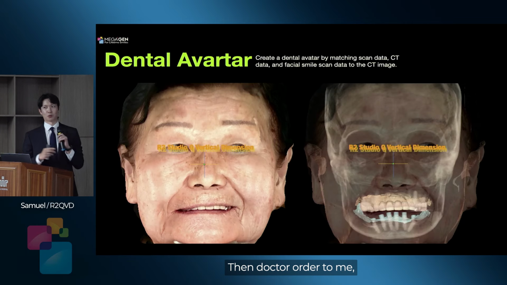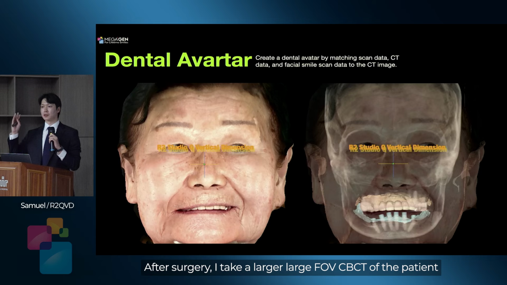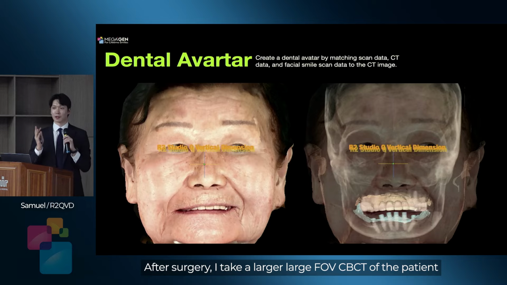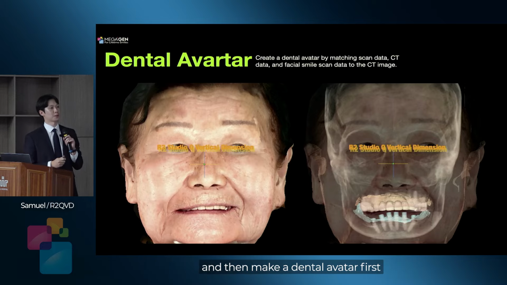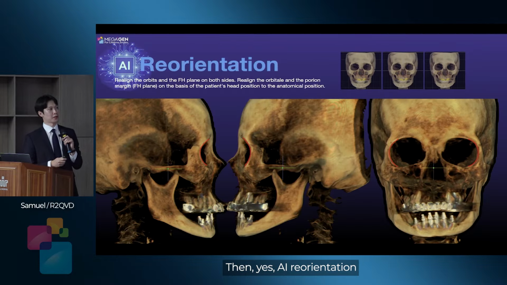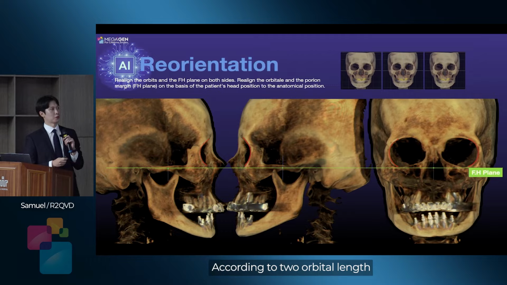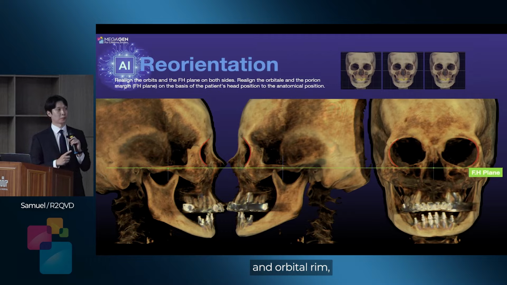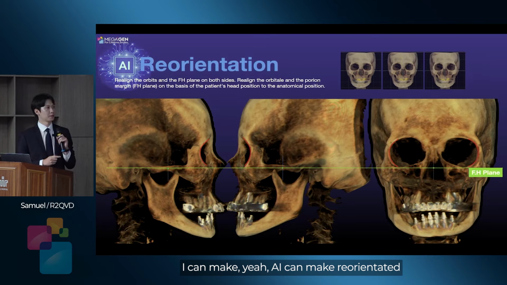Then Dr. Park asked me, can you make a QVD? Yes, of course, why not? After surgery, I take a large-field CBCT and facial scan, and then make a dental avatar first. Then, yes, AI reorientation. Here's the approach plan. According to the two orbitales and the orbital plane, AI can make the reorientation.